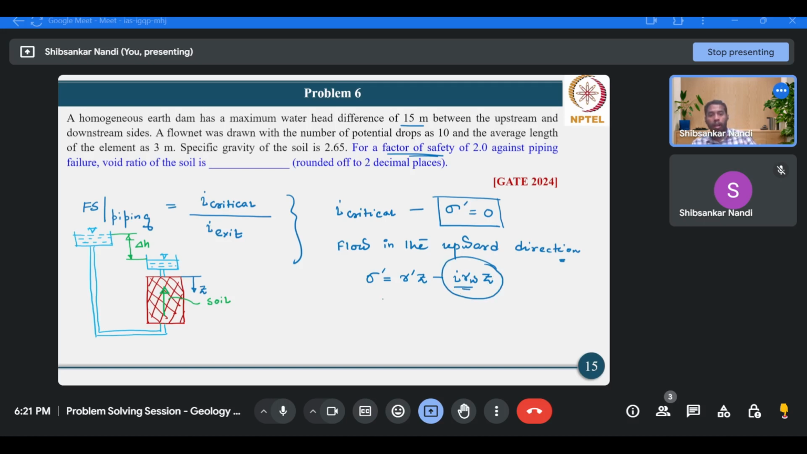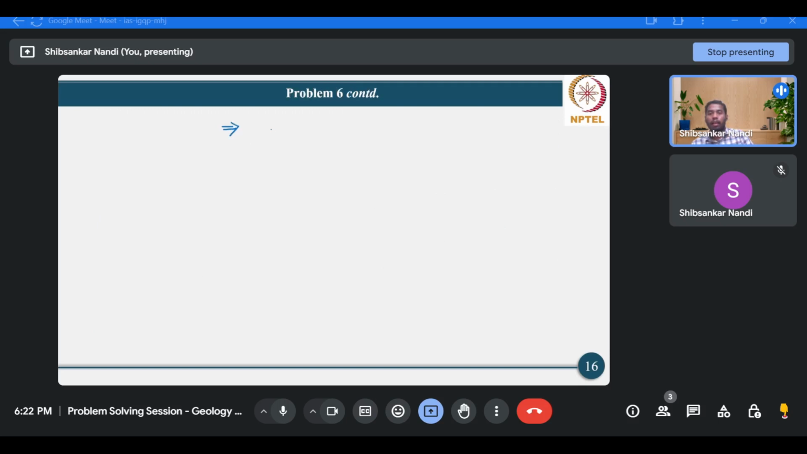A time will reach an instant when this sigma prime becomes 0. If we increase the hydraulic gradient i, we will reach an instant when the sigma prime value becomes 0. That means gamma prime Z minus i critical gamma w Z equals 0. Therefore, we can write gamma prime minus i critical gamma w equals 0. Now what is the value of i critical then? I critical would be gamma prime by gamma w.